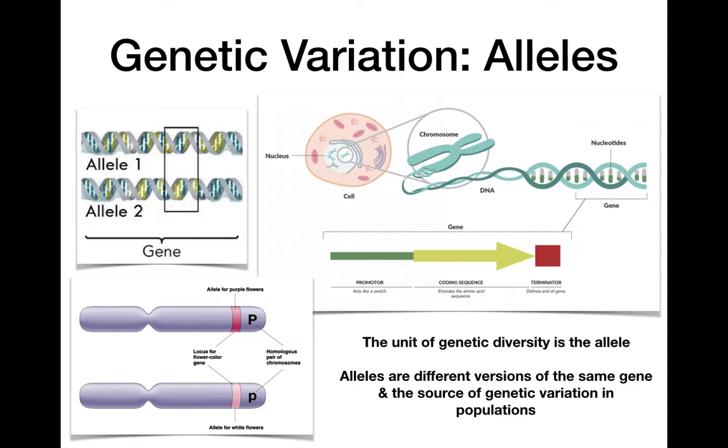So you can think of the allele as the unit of genetic diversity. All the genetic diversity we talk about and see in populations, which was necessary for natural selection and evolution to happen, comes from the DNA. The alleles are the different versions of the same gene, and that's where this variation in a population comes from.